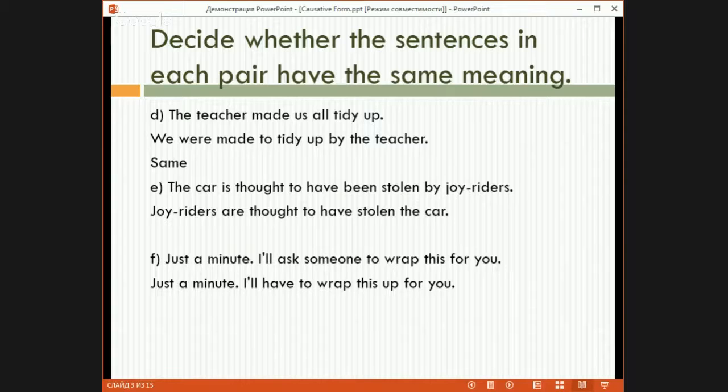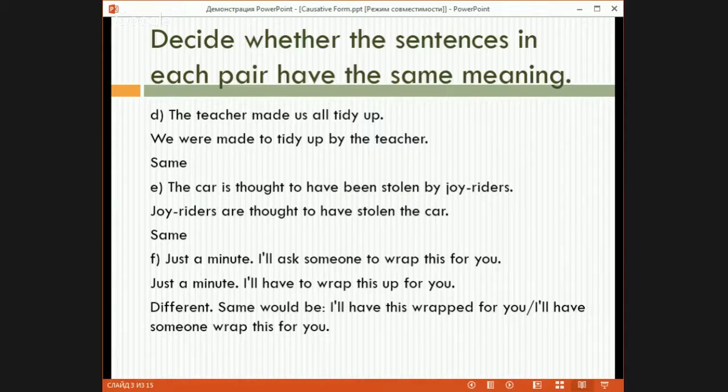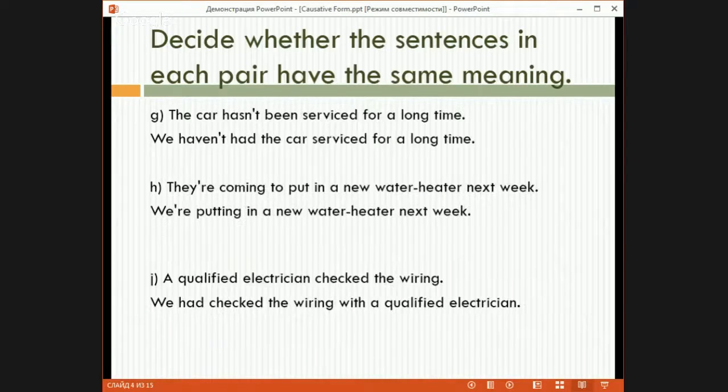The car is thought to have been stolen by joyriders. Joyriders are thought to have stolen the car. It's the same sentence. Just a minute, I'll ask someone to wrap this for you. Just a minute, I will wrap this up for you. It's different because the same would be, I will have this wrapped for you, or I will have someone wrap this for you.